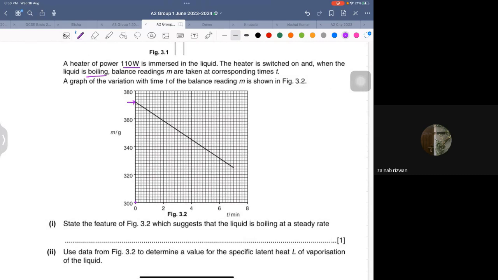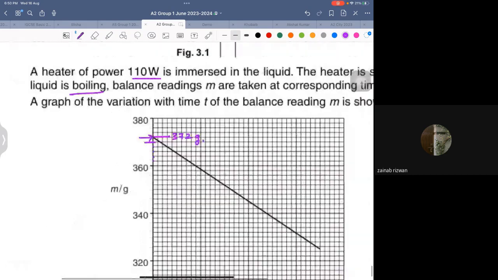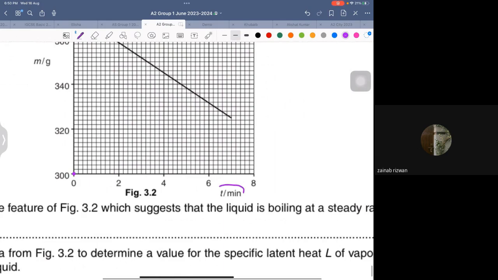Yes, sir. Let's check. So I think it's 1, 2, 3, 4, 372. This is 370, that's 372. Okay, that's good. So this would be 372 grams. All right, very nice. Now these are things I check all the time when the graph is given. Also, the time is in minutes, which means probably we need to change it later.